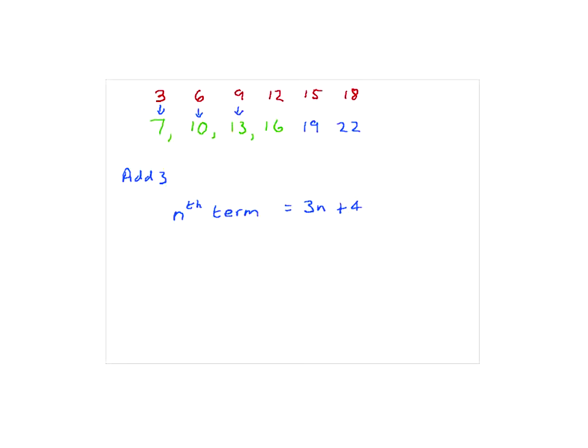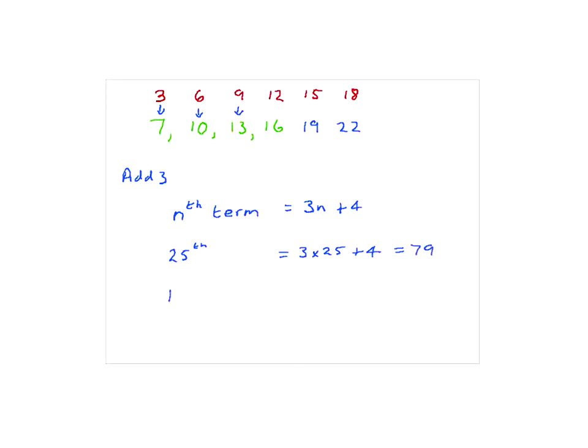For instance, consider n is 6. When n is 6, 3 times 6 is 18. 18 plus 4 is 22. And that gives me the 6th term in the sequence. If I want the 25th term, then it would just be 3 multiplied by 25 plus 4. 3 times 25 is 75, add 4, 79.